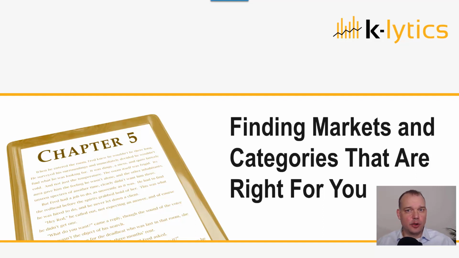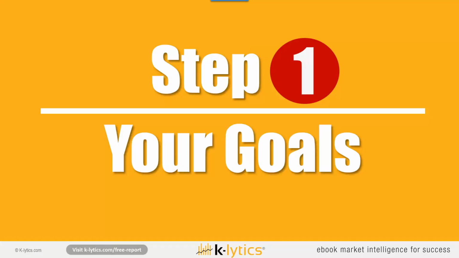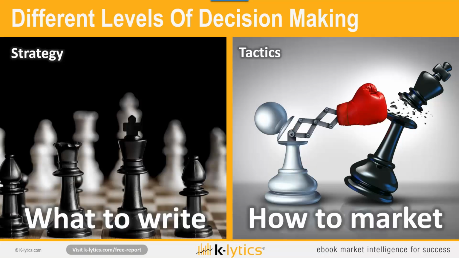Now, I stress right for you and right for your book, because what works for one author or one book may not necessarily be the right choice for another book. And we can go about this in a number of pretty simple steps. Step number one is you have to be clear about your goals. And on top of it, those goals may come with different levels of decision making. Is it about strategy, which is more a question of what to write in the first place, or is it about tactics, that is to say how to market your book, so in what categories to upload your book?